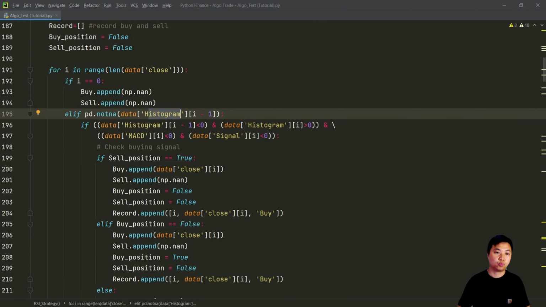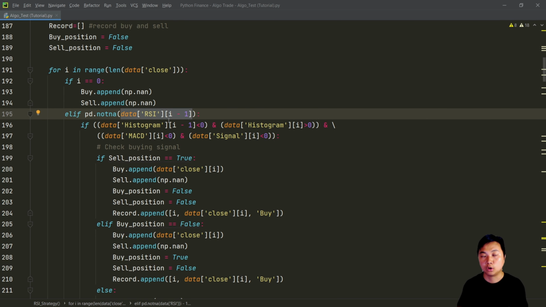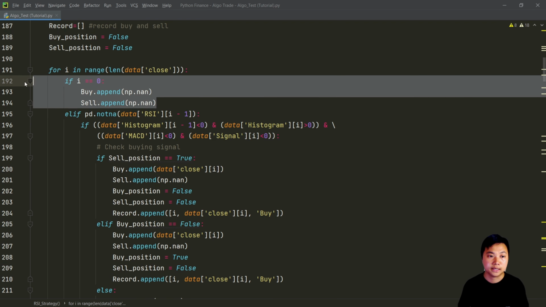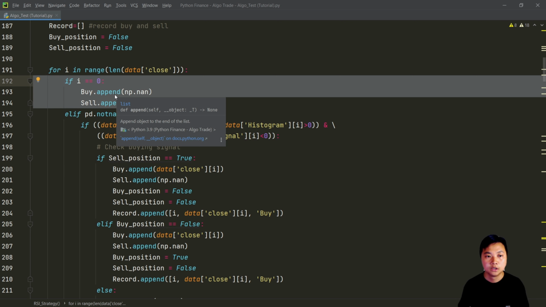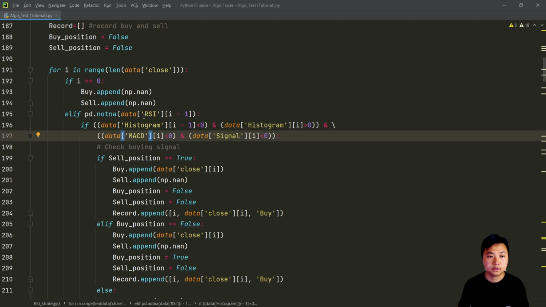In that case, we will check whether or not we have an RSI value first. Just in case we do not have any RSI value, of course, we will not enter any trade. And of course, at the very beginning, just like what we did in the MACD, we are not going to have any trade at the starting point. On the other hand, if we do not have an RSI value, we are not going to trade as well.